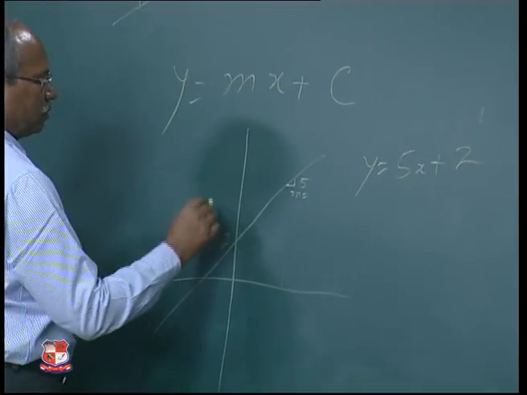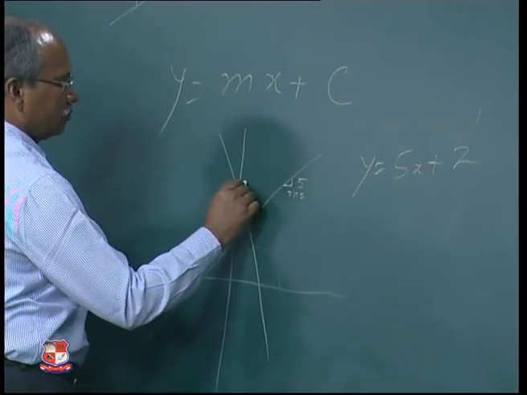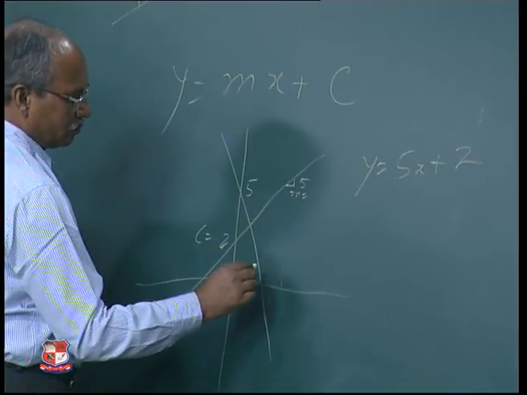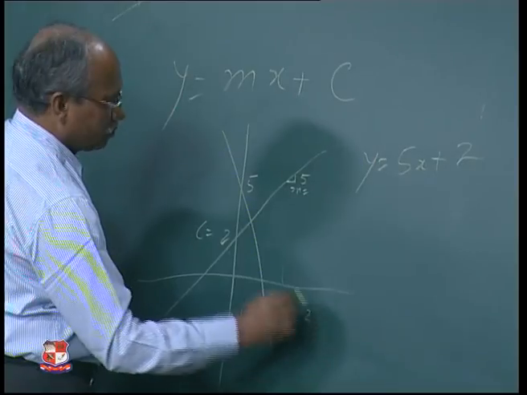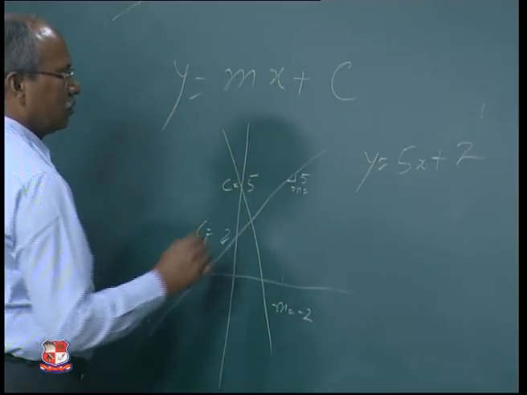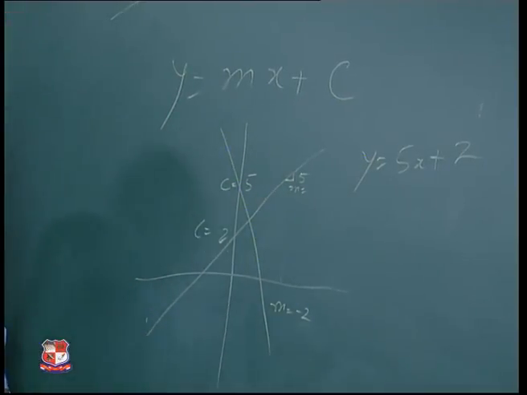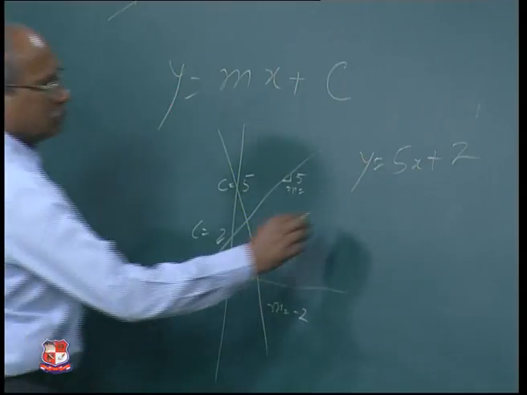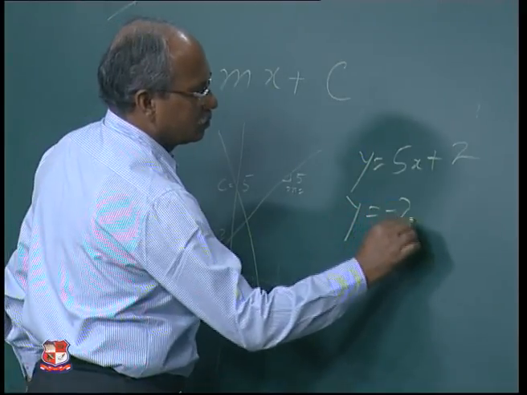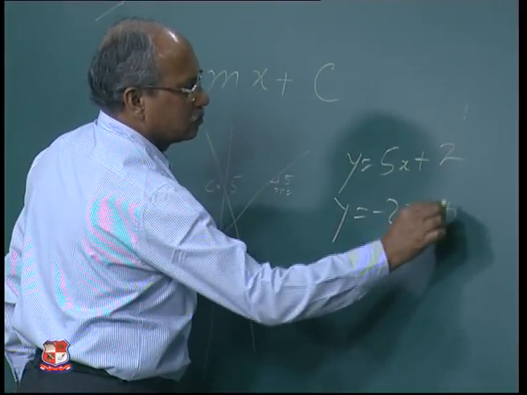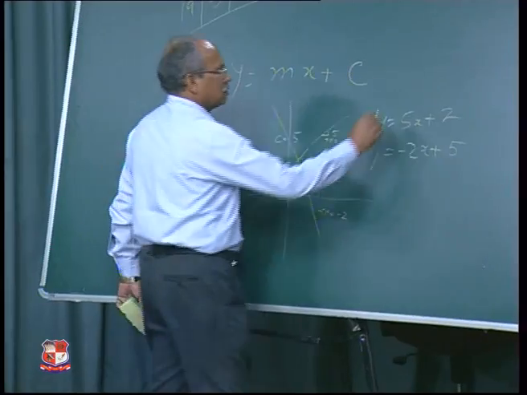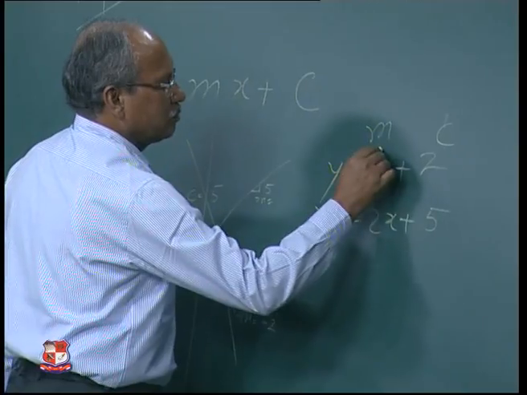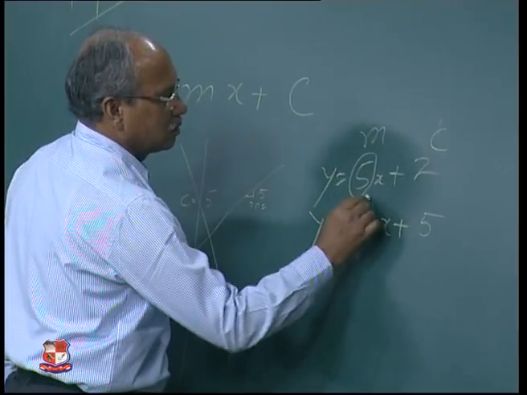And then again you are given a line, C is equal to 5, M is equal to minus 2. What will be the formula? Minus 2x plus 5. Is it not? So, now you see these values of M and C are changing.